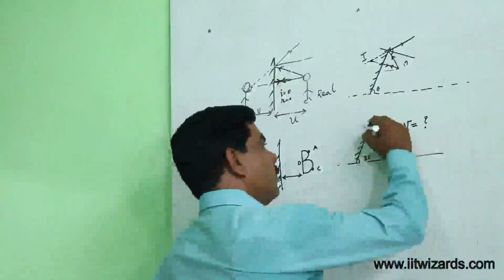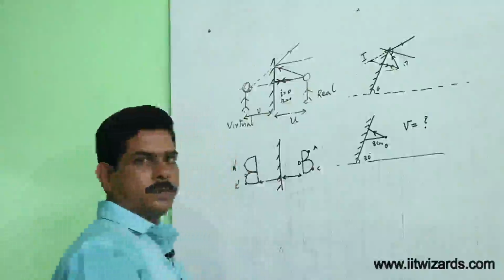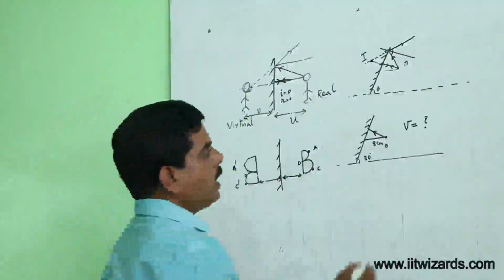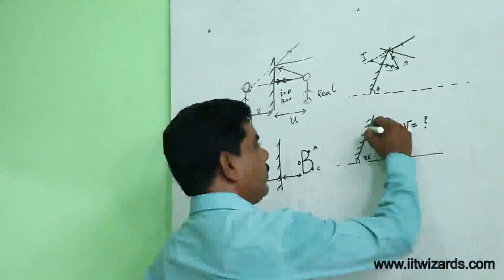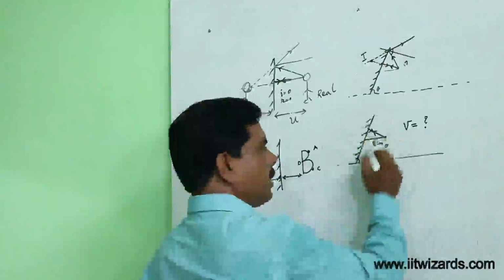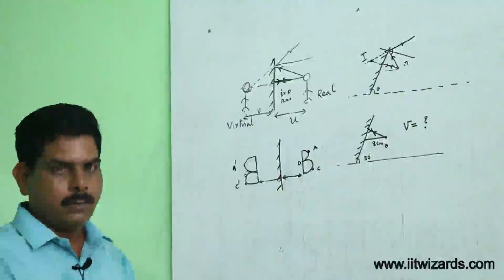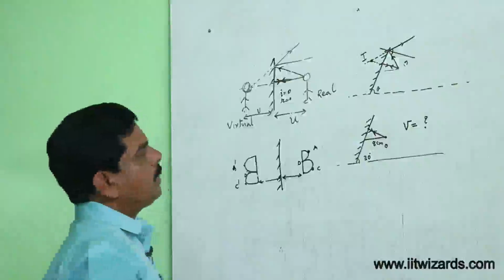So, as I told you, what do we have to do? First, draw a normal to this mirror. Then this ray would be reflected back in the same direction, and then consider some other ray, and then work out the mathematics that is there.